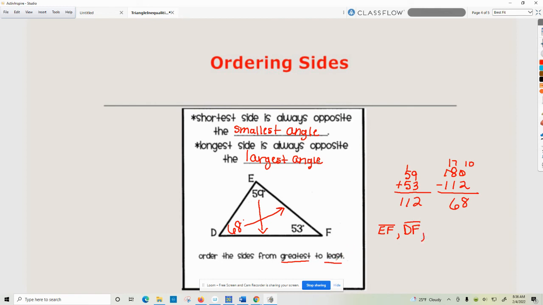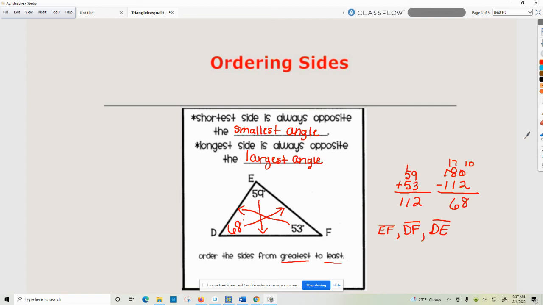Then I want the shortest, or the least, side. So that's where we go find the smallest angle that we've got. Go to the side that is opposite that, and that would be the side DE. Okay. So what we've done is analyze that triangle and use our angles to help us list our sides. You won't be able to tell me how long they are right now, but you do know that the longest side is going to be across from that biggest angle.